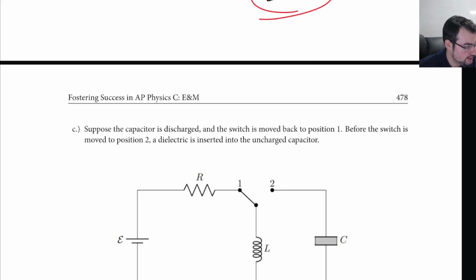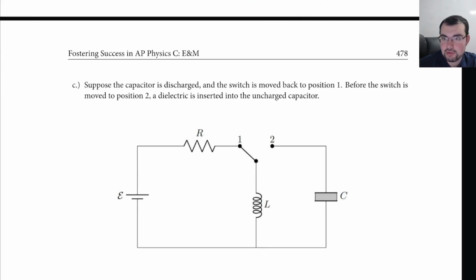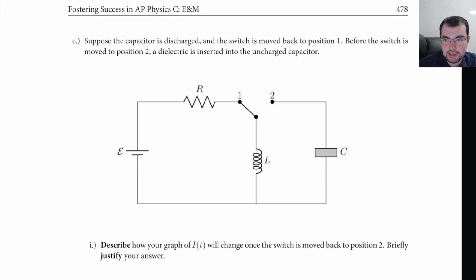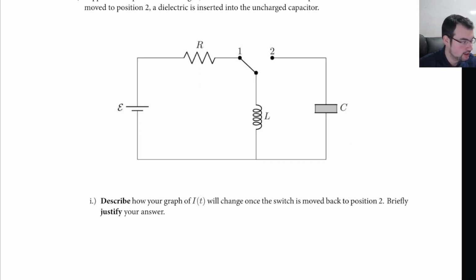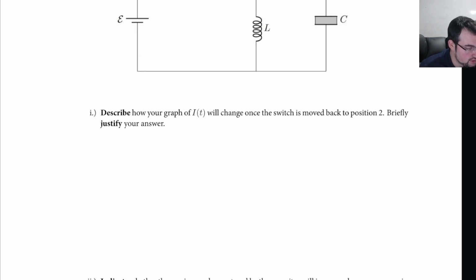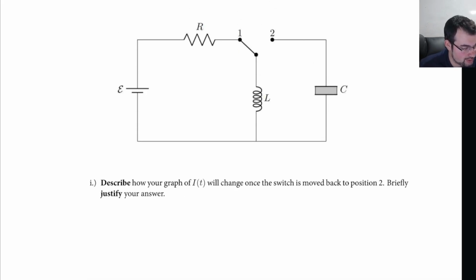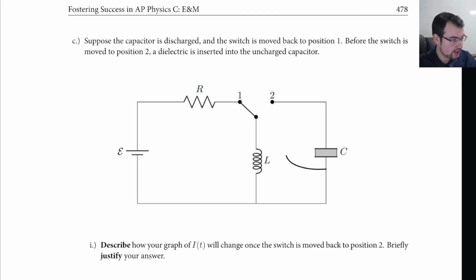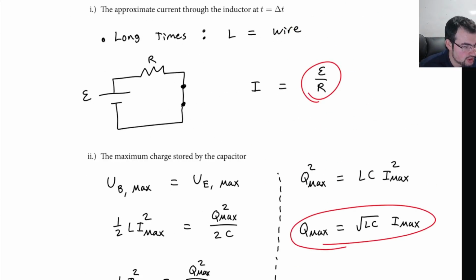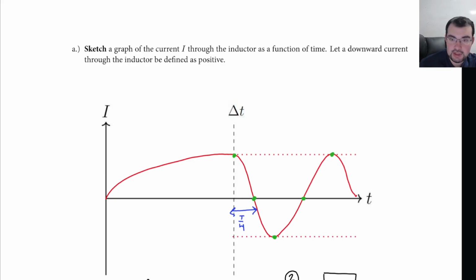All right, and then last, a modification. Suppose we do the whole thing again, except instead of just a normal L and C, our new C has a dielectric inside. Describe how your graph of I of t will change once the switches move back to position 2. So obviously, who cares there's a dielectric here when it's in position 1, right? The circuit has no idea there's a dielectric here, so there's no change there. So what's going to happen? Well, this is our graph.